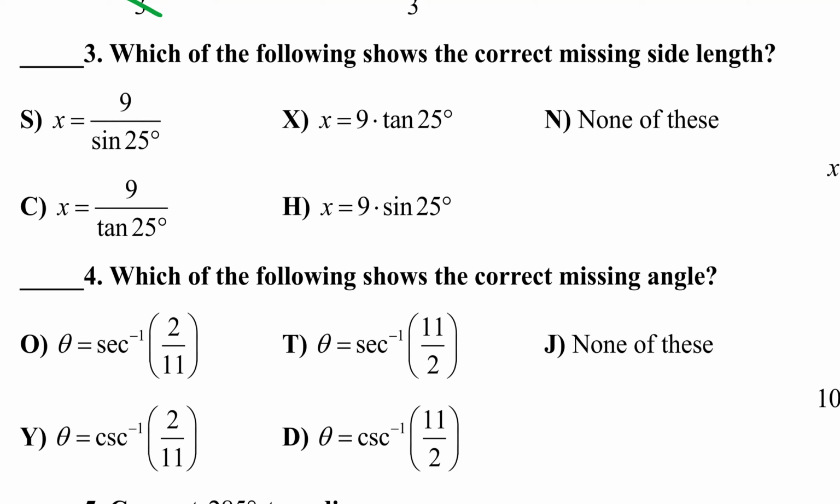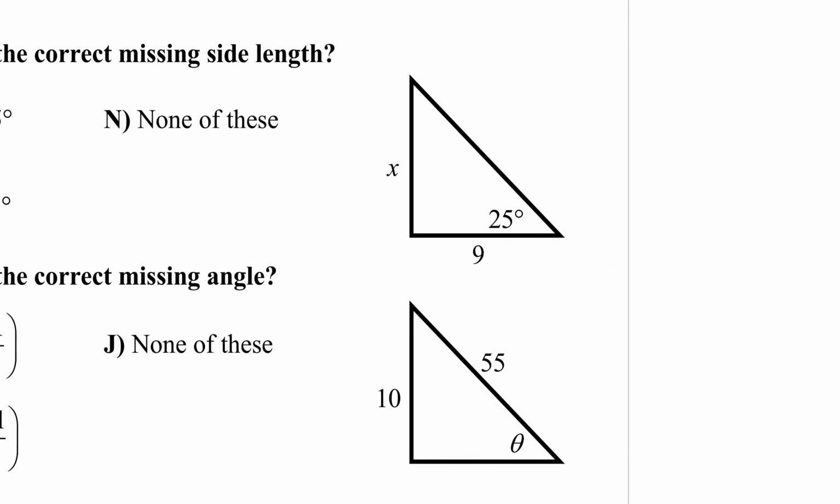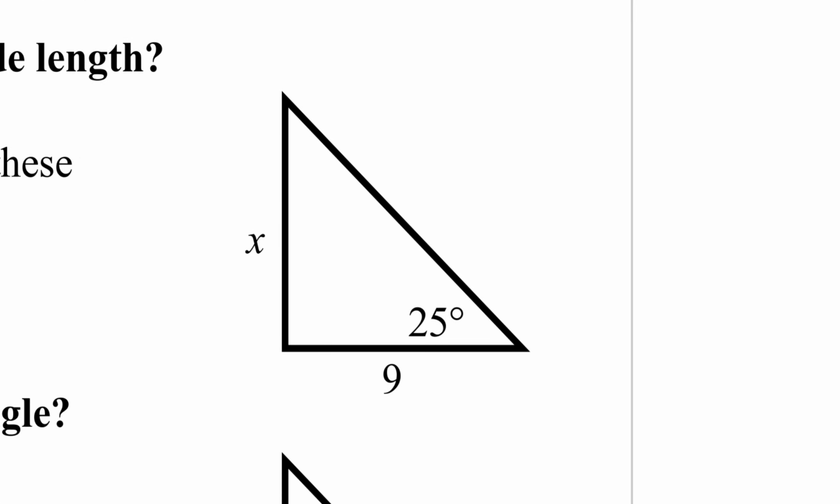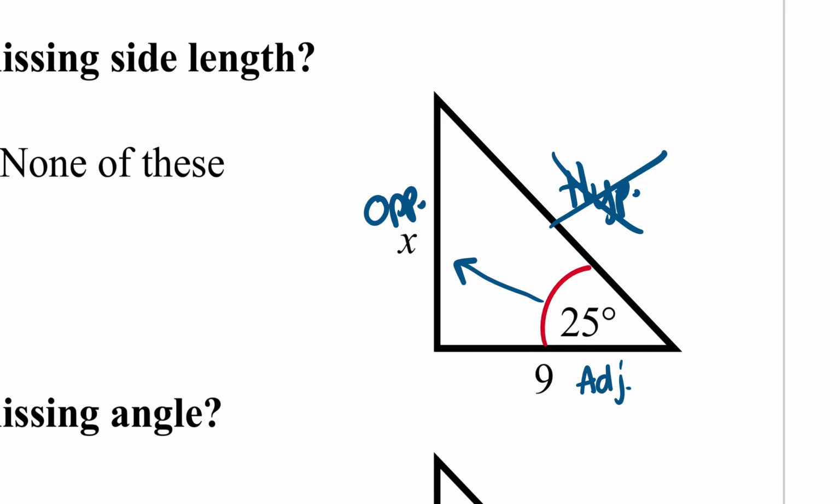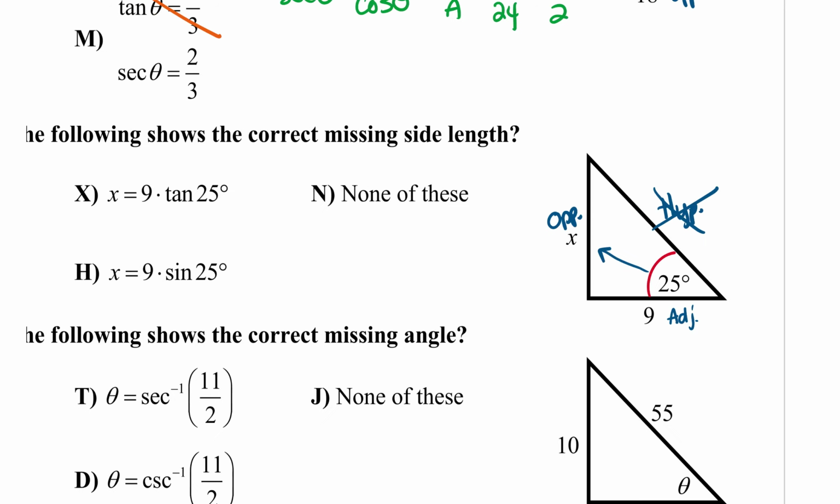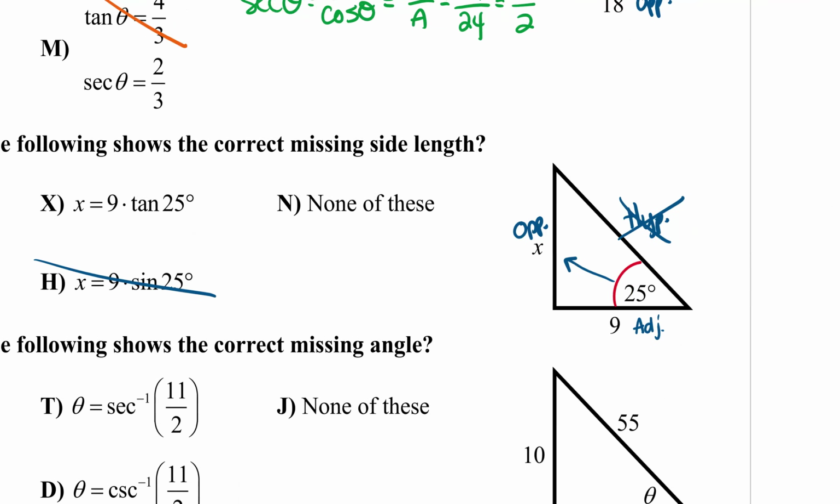Number 3, which of the following shows the correct missing side length? Again, we only have tangent or sine. Okay, so I'm just going to do the same thing. We're starting at 25 over here. So across is opposite. We have a hypotenuse, which I don't have a number for, so I can't even use that one. I don't need it. And the only one left is adjacent. So because I have opposite and adjacent, it has to be tangent or cotangent. So sine would definitely not be right because I don't have hypotenuse to even use.